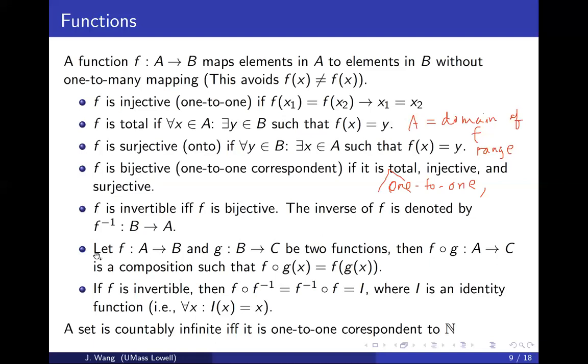And then we can define an operation called composition. So let f be a function from A to B, and g be a function from B to C, two functions. Then the composition of these two, so this should be G, this should be F. Okay, so that's G circle F, a function from A to C.